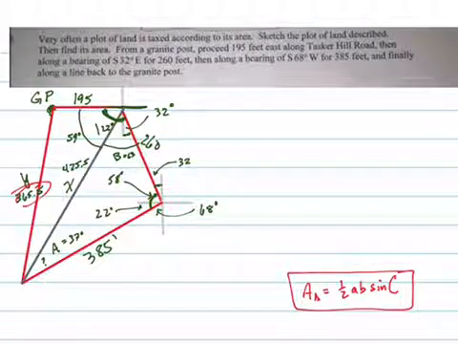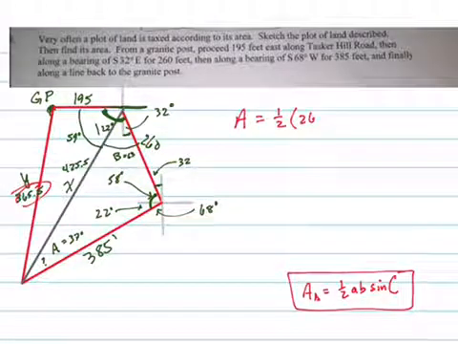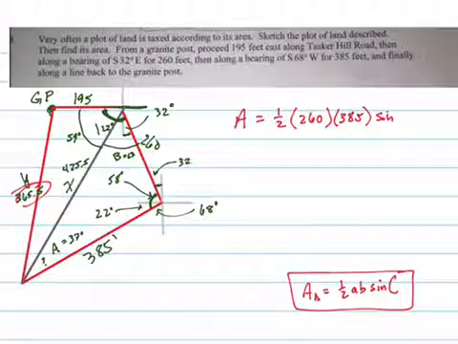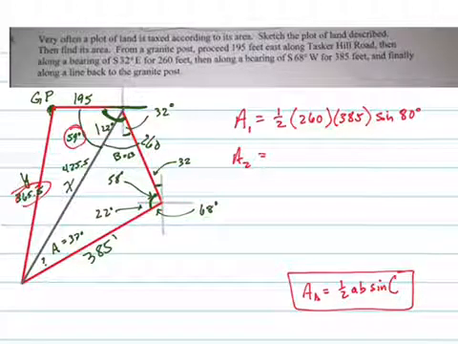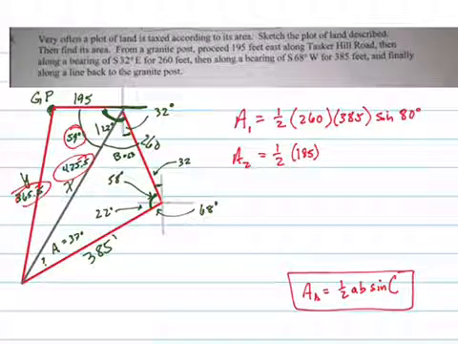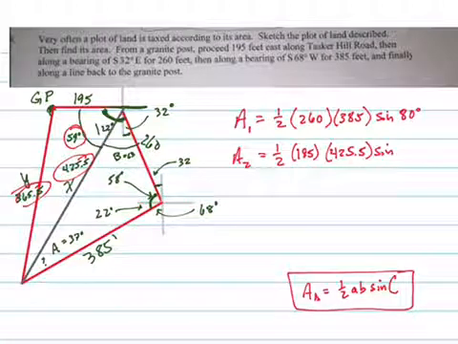So the area of that triangle on the right is 1/2 times 260 times 385 times the sine of 80. And the area of the second triangle, the one on the left, so we really still did need to find that angle. We kind of had to do that work still, for the 59. Yeah, we needed to find that 59 and the x. So the area of that one is 1/2 of 195 times 425.5 times the sine of 59.